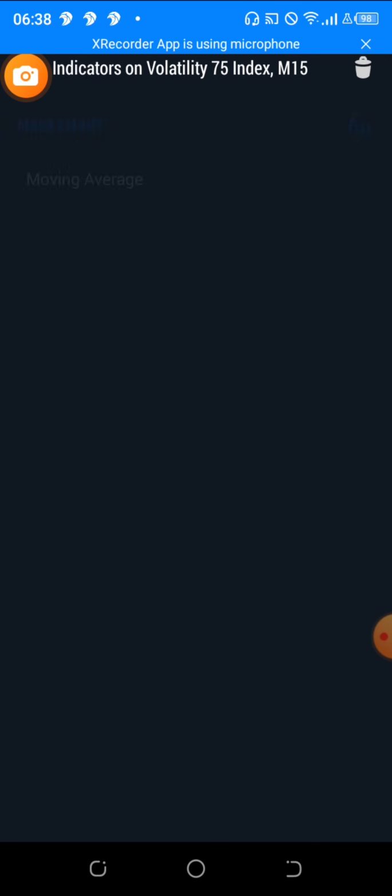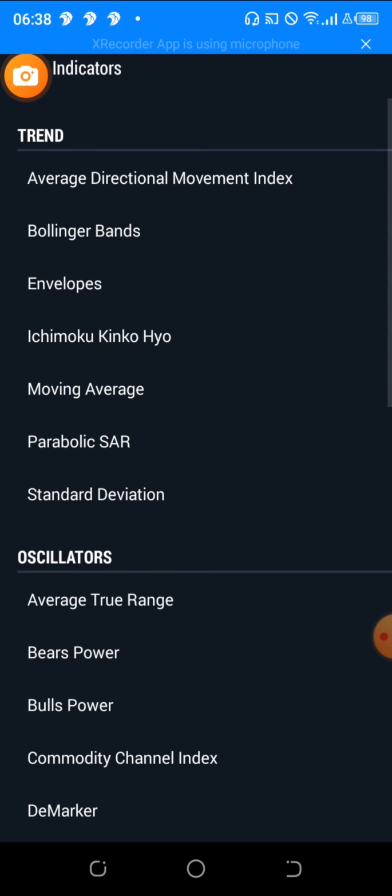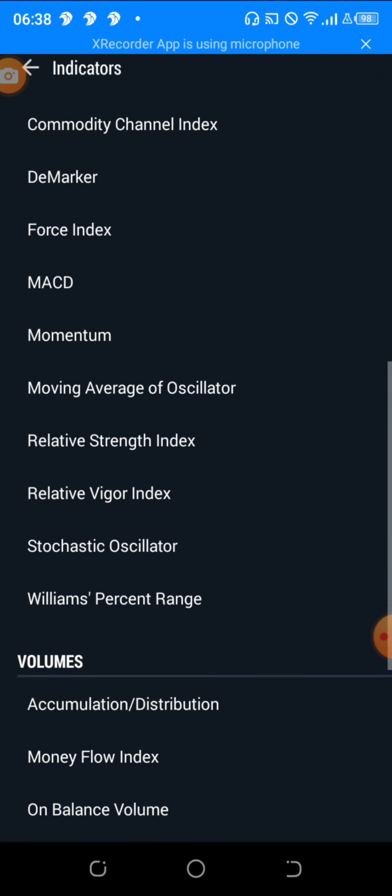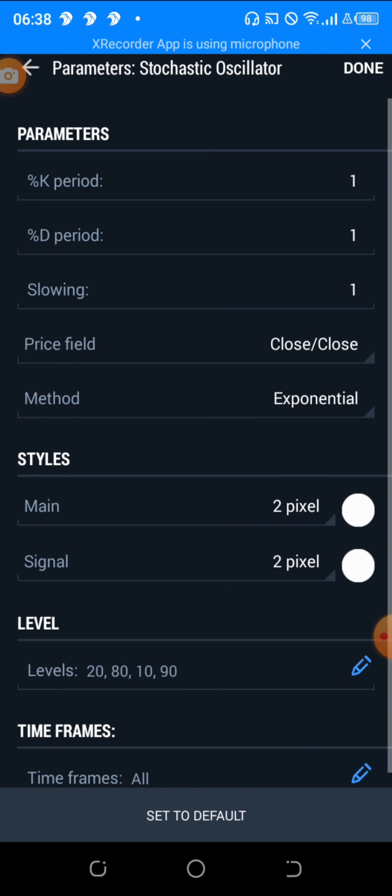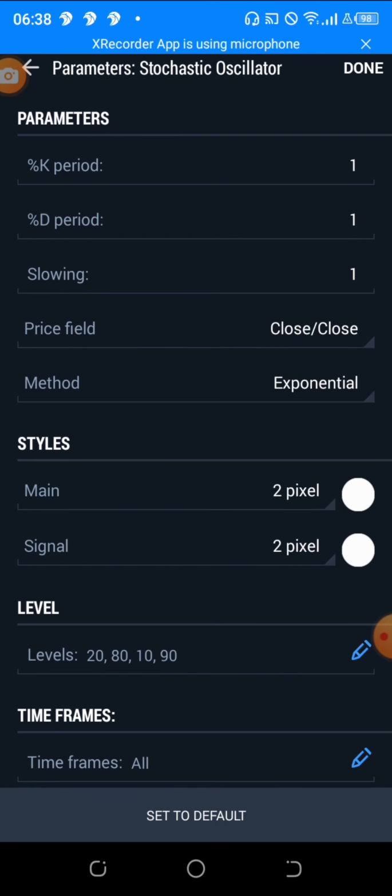The next indicator is going to be an oscillator. On the oscillator, go to the stochastic oscillator. The stochastic will have the following settings: percentage K period of 1, percentage D period of 1, slowing of 1, price field close, method exponential. Then the style, this is the important part. The main will have 2 pixels with the color white, so it will have the color of your background. The stochastic is mainly there for the levels. The signal will have 2 pixels with the color white.